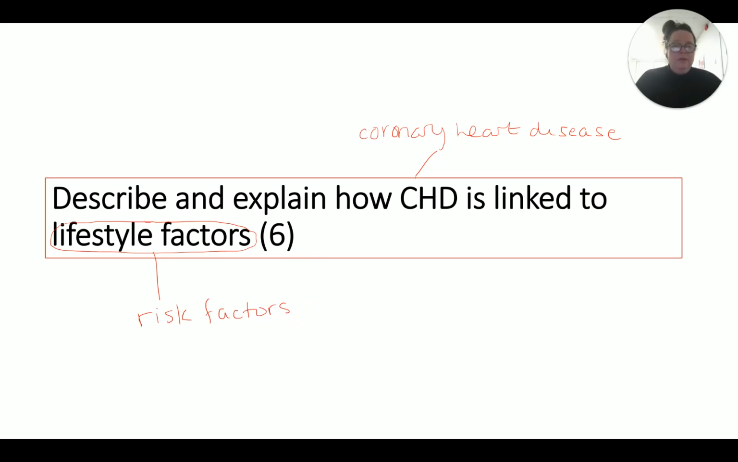So what I'd like you to do is just take a minute and jot down, there's 3 things that I can think of that are lifestyle factors that may have an effect on whether you get coronary heart disease or not. There may be more, but we want 3 if we can. Okay, hopefully you've had a little go, and it's important to note on this one, describe and explain. So we want a factor and then we have to explain why it might give us CHD.